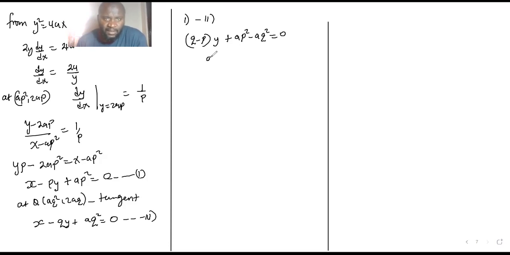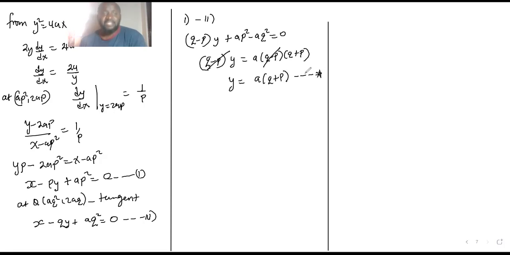I'll have (q minus p) of y is equal to a brackets of (q minus p) brackets of (q plus p). I vanish this by division. My y becomes a(q plus p), equation star. That is the y at T, at the point of intersection.